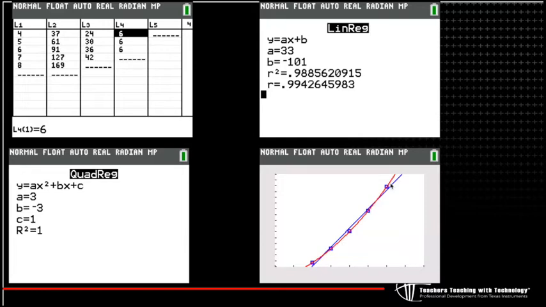They immediately remembered that the day before we had worked on first and second differences. So they created their L3 and L4 columns, and they were pretty confident at this point that because their second differences were constant, this was a quadratic. So they ran quadratic regression, and you'll see that they got 3x squared minus 3x plus 1, and their R squared is a perfect fit.